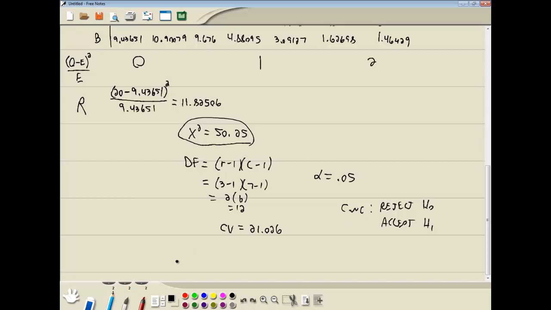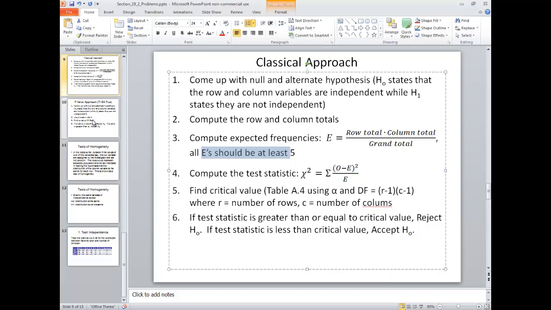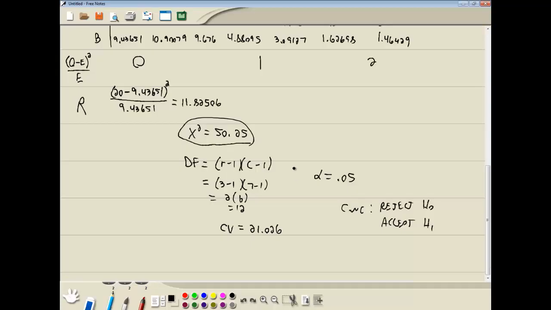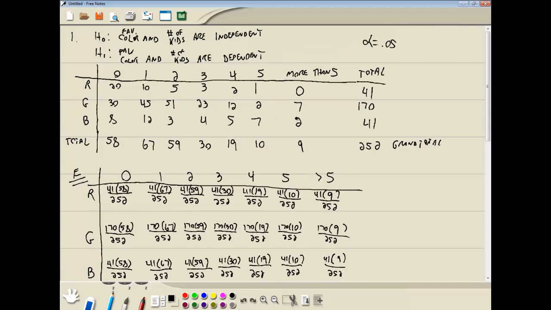Now let's do it the easy way, and we'll see if I made a math error somewhere. So, p-value approach. Come up with a null and alternate hypothesis. That's still the same. Input matrix into A. So let's go input that into A. So we're going to put this into A.